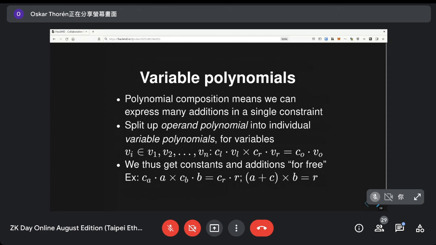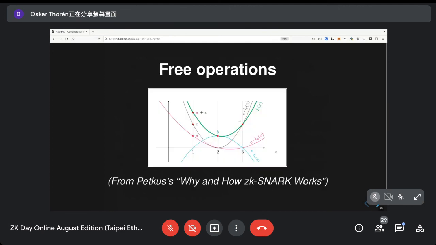So just briefly on variable polynomials. Polynomial composition means that we can express many additions and constants in a single constraint. So what we do is we split up the operand polynomial into individual variable polynomials. And then we get constants and additions for free. And I'll give you an illustration of how you get these free constants and free addition.